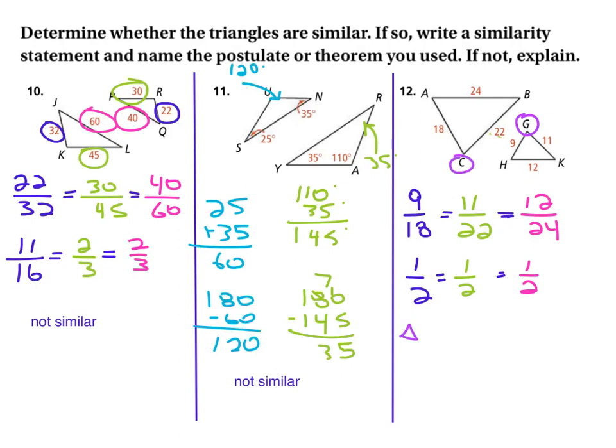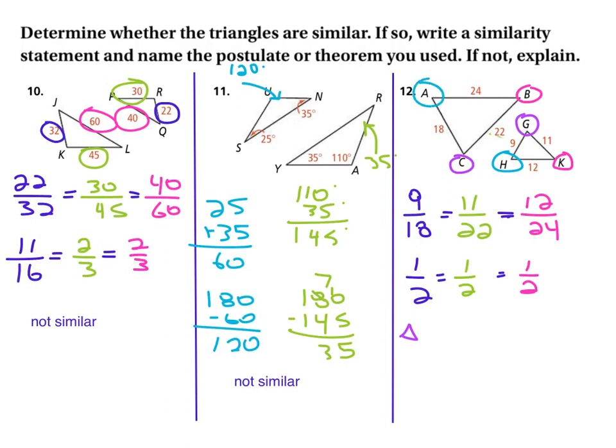So we know that G is going to match with C. Let's do the same thing all the way around. Which one matches between the two larger sides? 11 and 12 is K, and for the big triangle, between 22 and 24 is B. And the last one, what is the vertex between the smallest side and the largest side? That's H for this triangle, and it's A for this triangle.